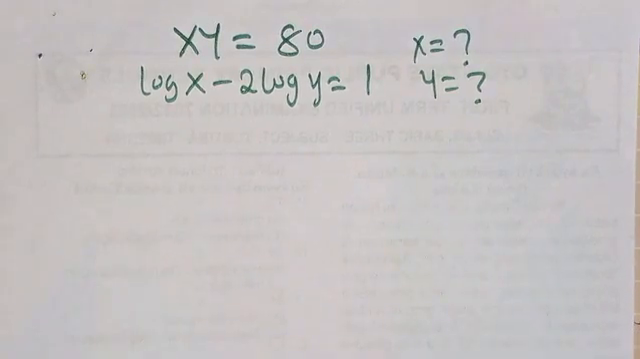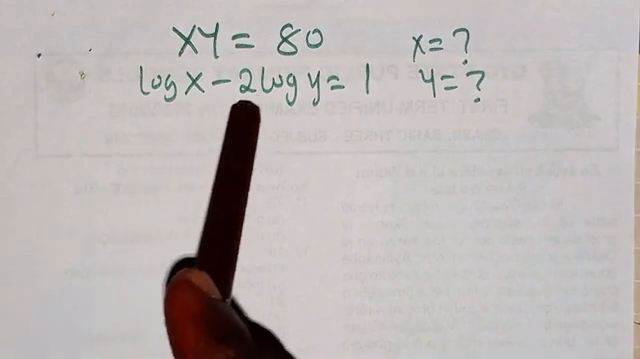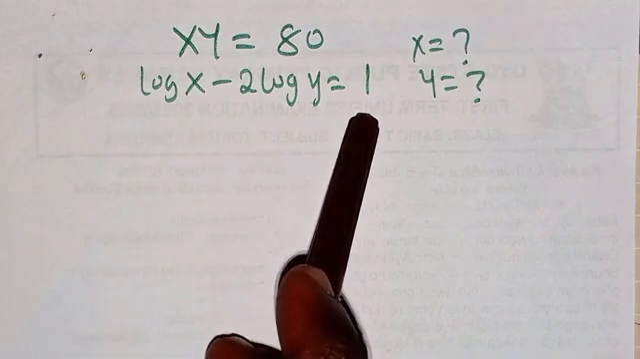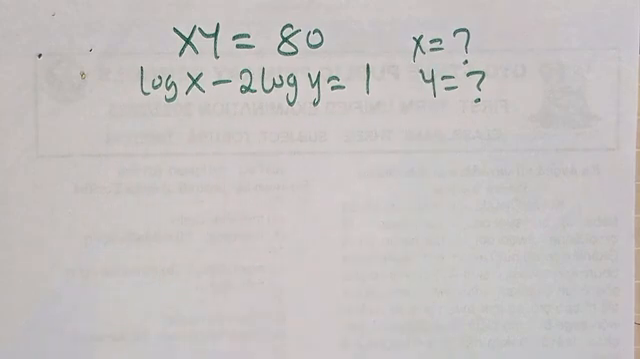We have this system of equations: xy equals 80, and log x minus 2 log y equals 1. What is the value of x and y? I would like you to be with me. Let's learn together. Some of you have started doing it, and that's very nice. Okay, so let's move together.